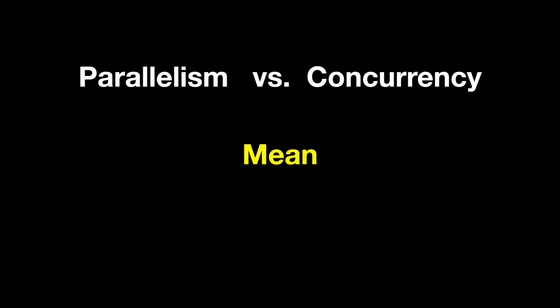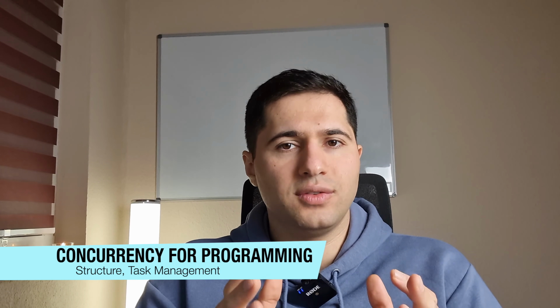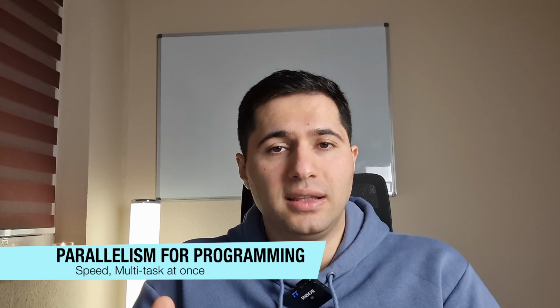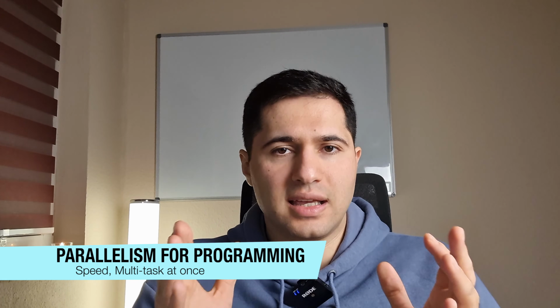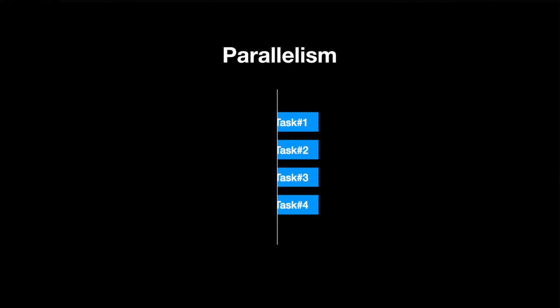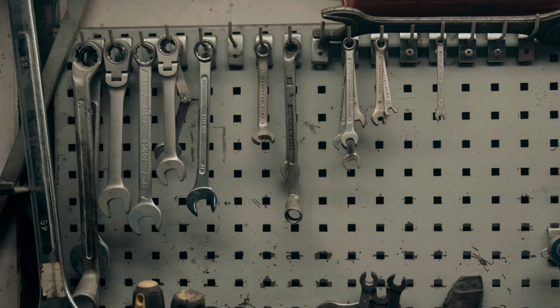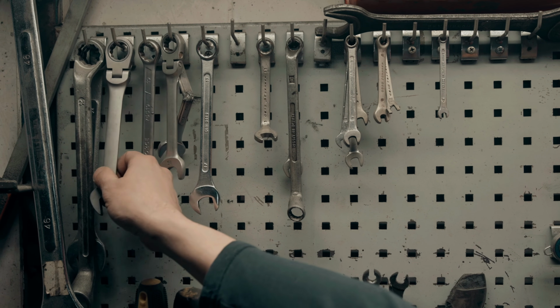So what does this mean for programming? Concurrency is about structure, managing lots of tasks so none of them freeze the system. Parallelism is about speed, literally doing all the things at the same time to finish faster. Concurrency says, let's make progress, even if it's piece by piece. Parallelism says, however, let's finish multiple things together right now. Both matter, both solve different problems, but once you see the difference, you can finally pick the right tool for your program and your kitchen.